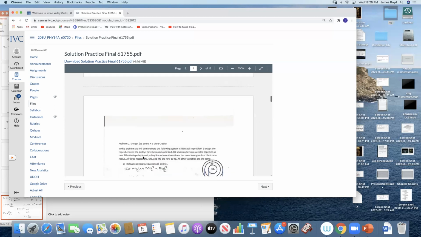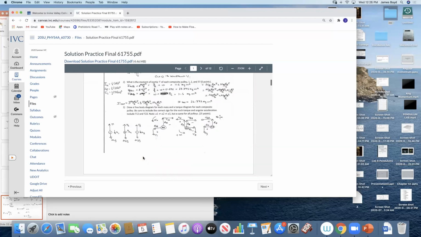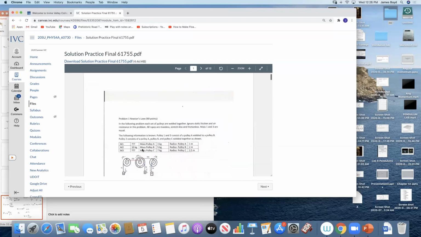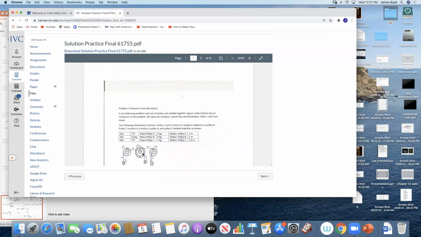These problems are actually much harder than the Newtonian cumulative problem will be. What does this thing have? 7 pulleys and 3 masses and 5 tensions and so on. It won't be that difficult. It'll be easier than that, but you better make sure you know how to do masses on inclined planes and connected to pulleys.